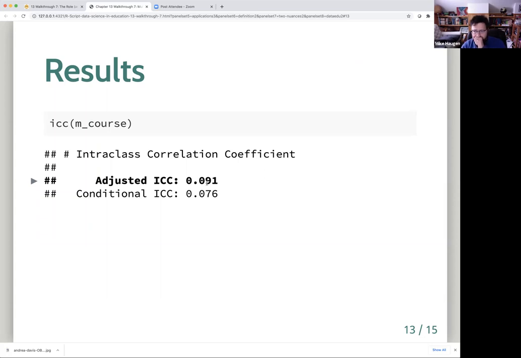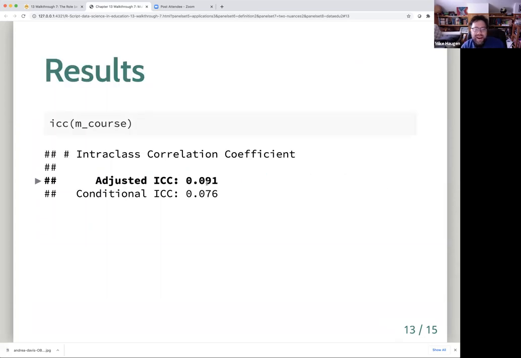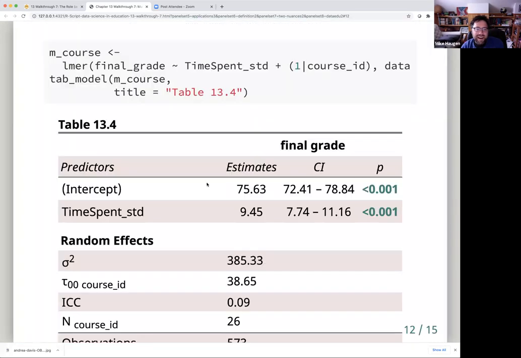Any questions about that? Any comments? It's a little bit fuzzy to me. I haven't actually worked with this in a real situation. Anyone want to chime in with some additional comments here, specifically about the lmer?